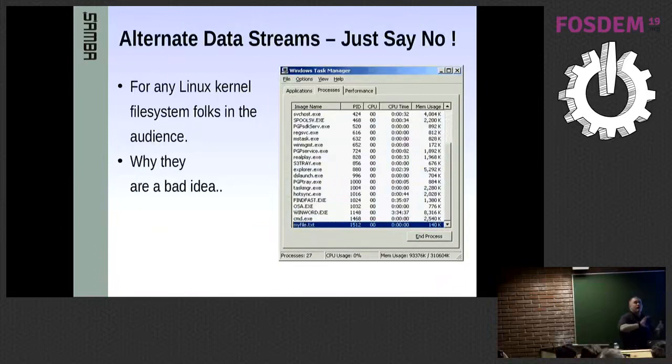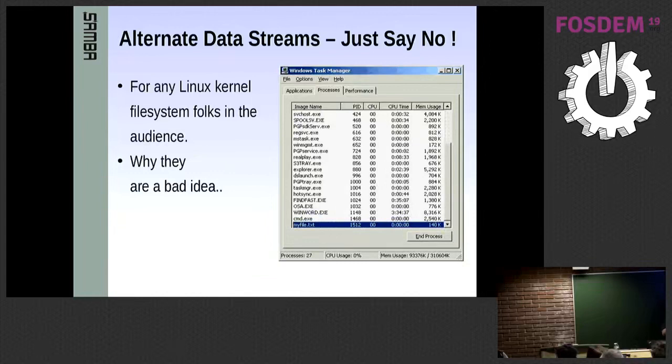Okay, so here's my last slide, and then we can go to questions. So here's going on about why alternate data streams are a terrible idea. You probably can't see that terribly well, if there's any Linux kernel file systems people in the audience. But this was actually a slide provided to me by Ted Ts'o, who is a Linux kernel file system person.